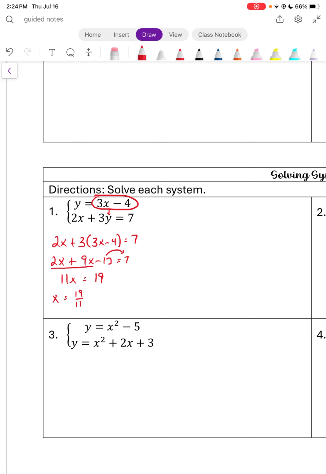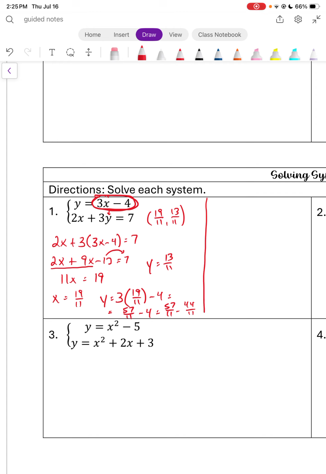In order to find the y value, we then go back to either equation, it doesn't matter, and our y value is going to equal 3 times, we're making another substitution, 3 times 19/11 minus 4, which will be 57/11 minus 4, which is going to equal, common denominator, 57 over 11 minus 44 over 11, which gives me a y value of 13/11. So our answer there is going to be 19/11 for my x and 13/11 for my y.